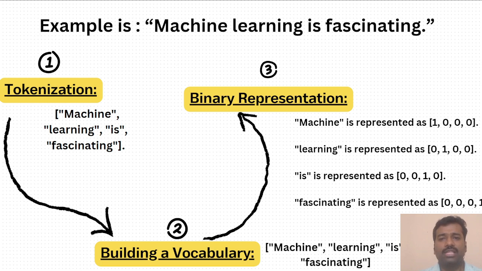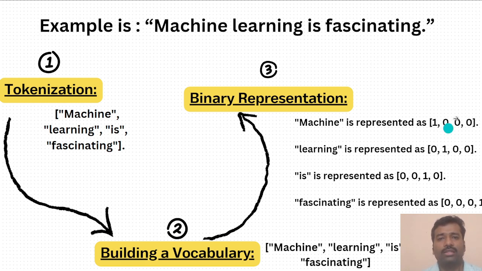The second step is building the vocabulary. In this step, the vocabulary is constructed. It basically comprises all unique words present in a dataset. For example, in our sentence, the vocabulary will be machine, learning, is, fascinating. So always remember, vocabulary always consists of unique words which are present in your sentence. So the number of unique words makes the size of our vector.